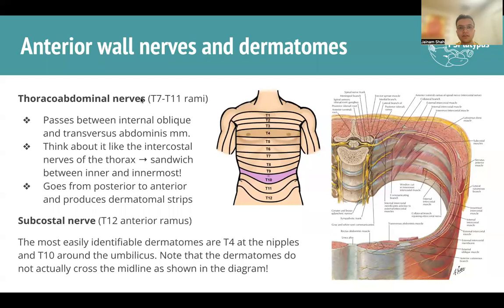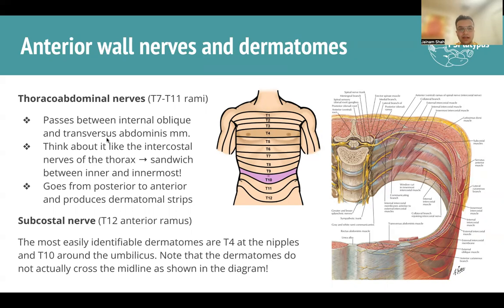Now, when it comes to the nerves and the dermatomes of the anterior abdominal wall, it's quite straightforward. There's only really one nerve type that you need to know about, which is the thoracoabdominal nerves. So these are the T7 to T11 anterior rami. They pass between the internal oblique and transversus abdominis muscles, as you can sort of see in this Netter picture here.